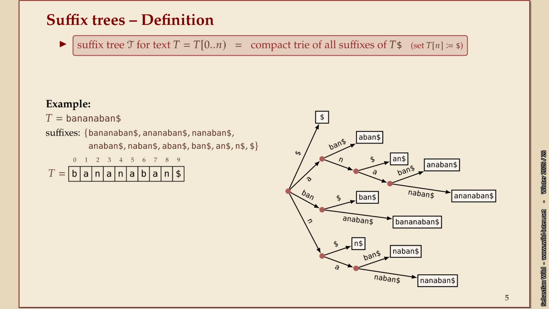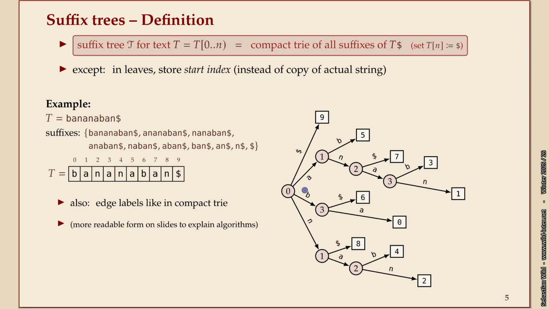So there's an example for this. Here's a text, and there are all the possible suffixes, including the one with just the $. And then you can just insert those into a trie. This is already the compact trie. As you can see from these edge labels here, there are several characters along this edge that in the computer would actually look more like this, where you have these indices and just the first character as the label on the edge.